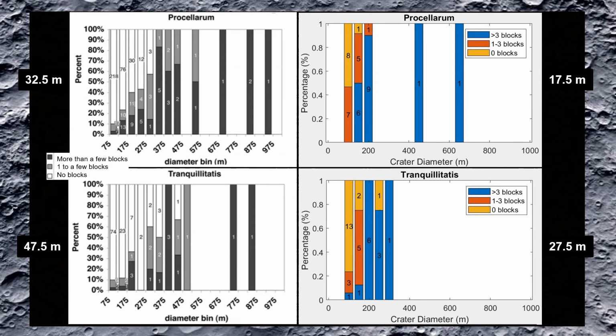In our first bin, which includes craters with diameters between 75 to 125 meters, about half of Oceanus Procellarum's craters have no blocks, whereas about 2/3 of the craters in the first bin of Mare Tranquillitatis have no blocks. Additionally, in Oceanus Procellarum, the largest crater with no blocks is in the 125 to 175 meter bin, and in Mare Tranquillitatis, the largest crater with no blocks is in the 225 to 275 meter bin.